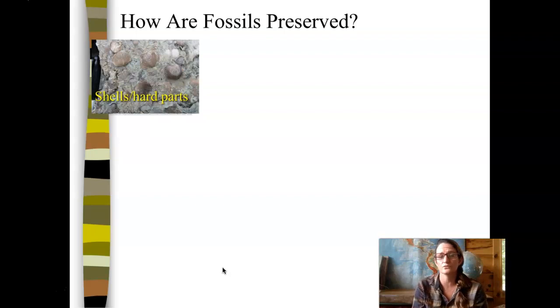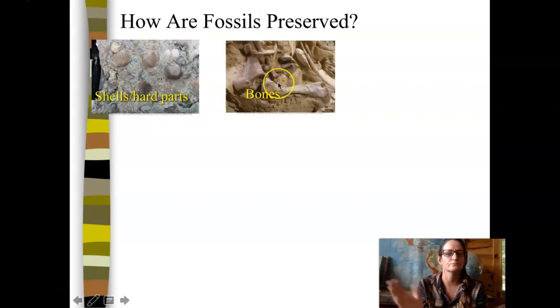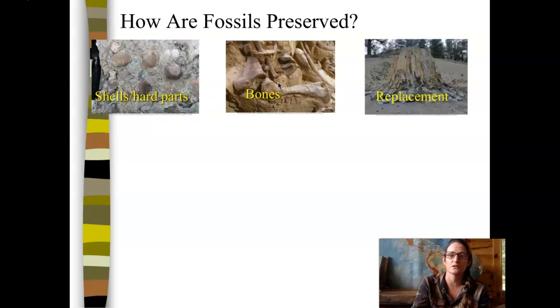You can actually preserve the hard parts of seashells. So in this image, those are some kind of bivalve, and we've preserved the actual shell. Bones. So we usually think of dinosaur bones, but fish bones, and then mammals, the early mammals, we can also preserve their bones. So bones of any kind can be preserved.